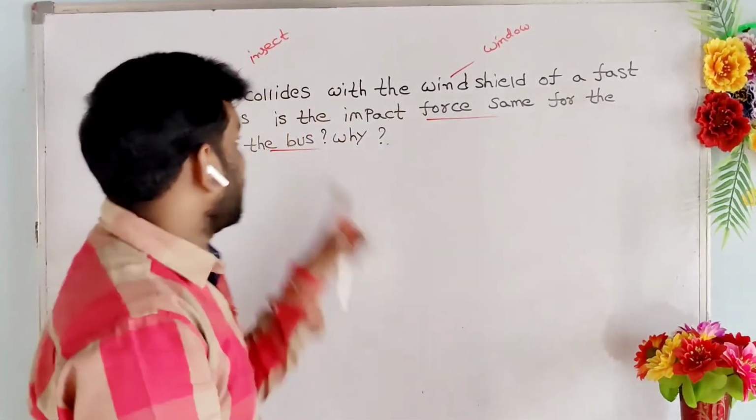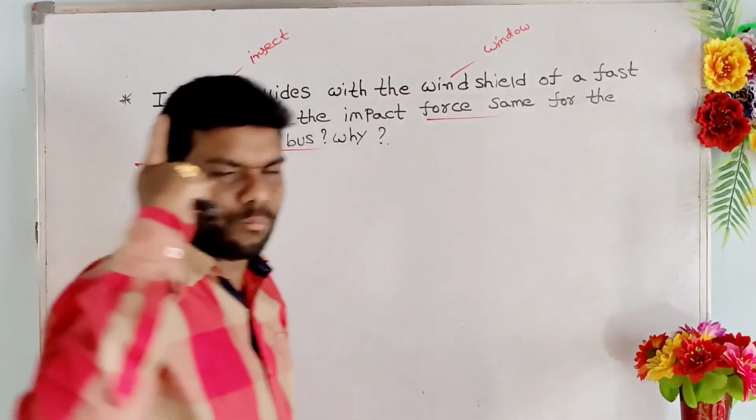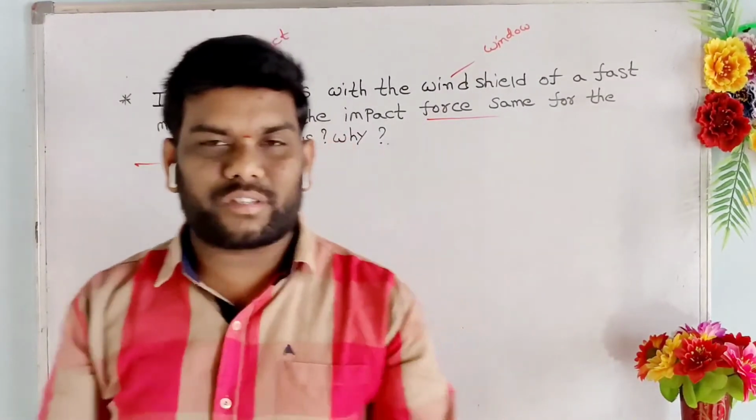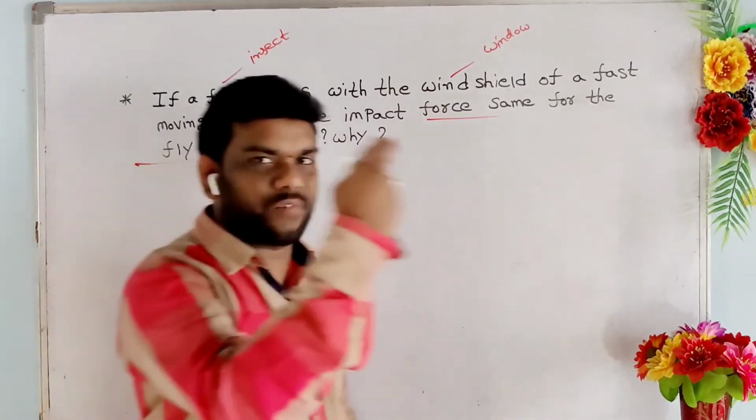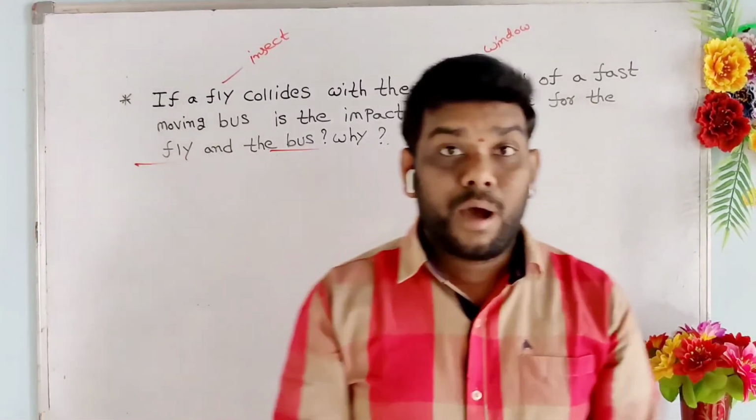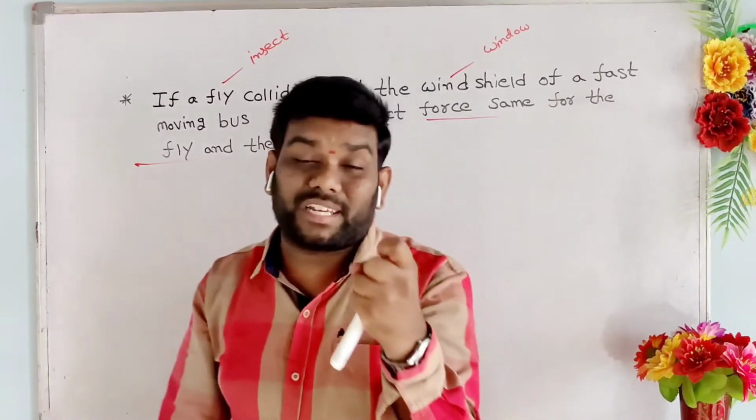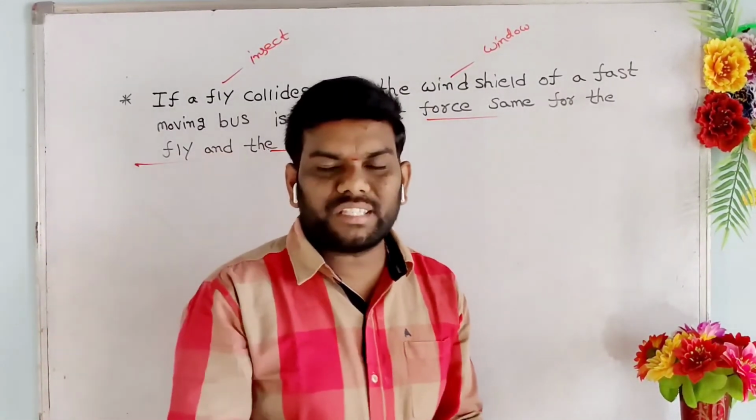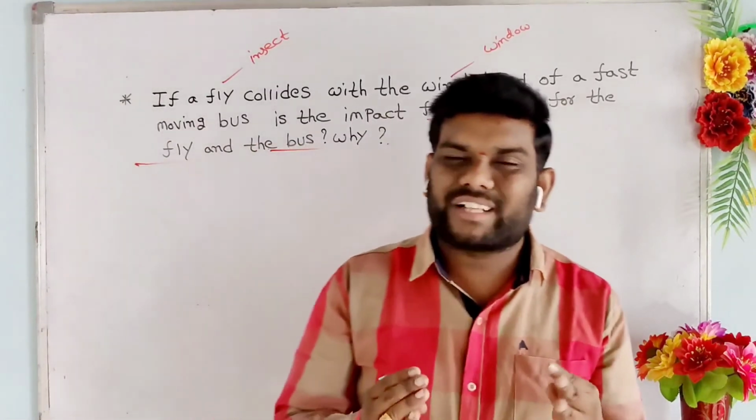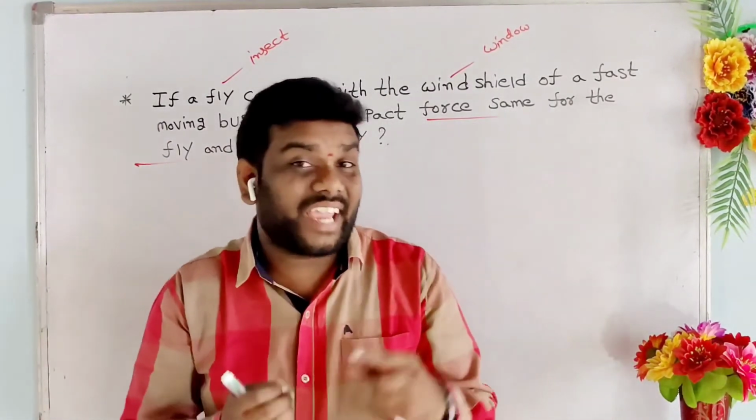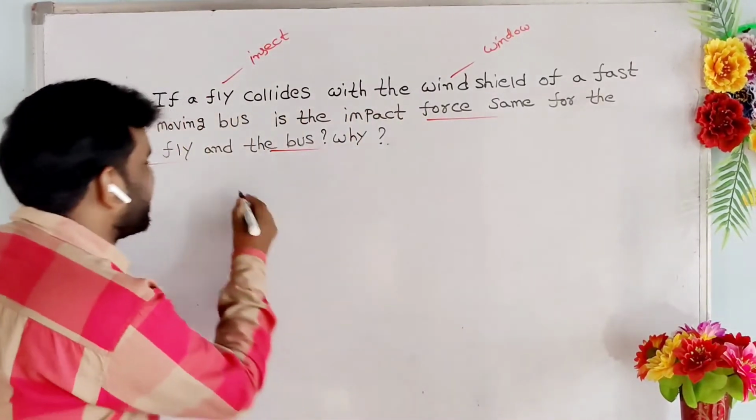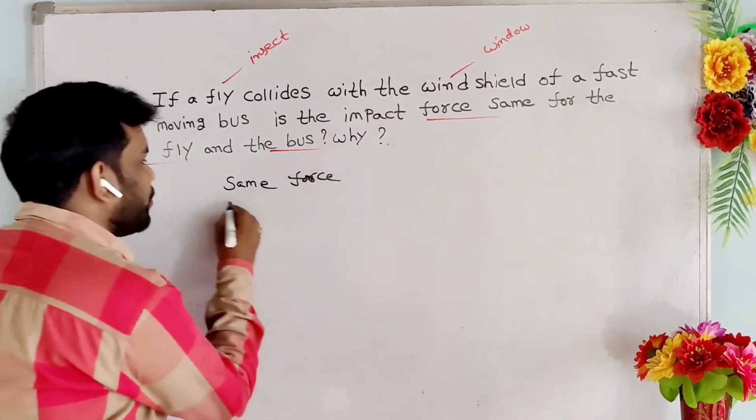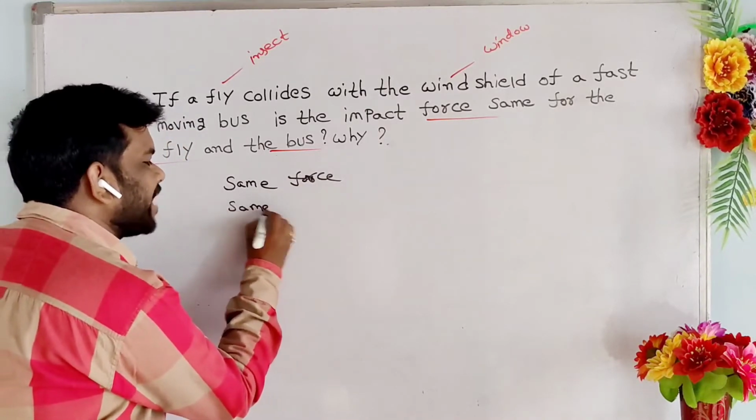So the fly collided with the windshield of the fast moving bus. The fly applied force on the bus. The bus applied force on the fly. Both are the same, equal in magnitude but in opposite direction. Both the bus and the insect exert the same force and have the same change in their momentum. Exactly correct.